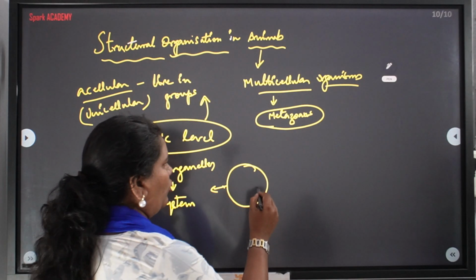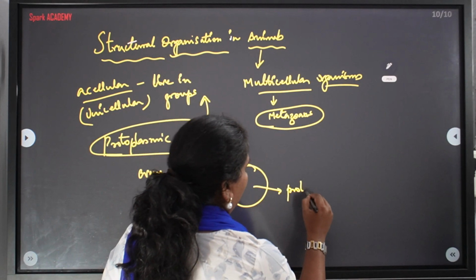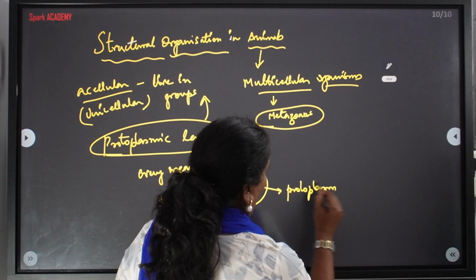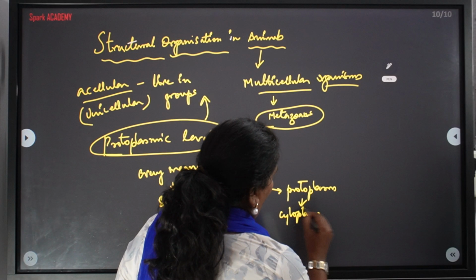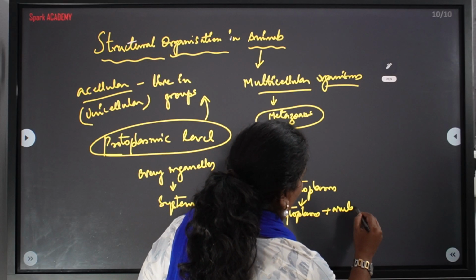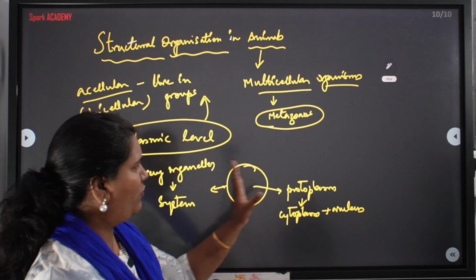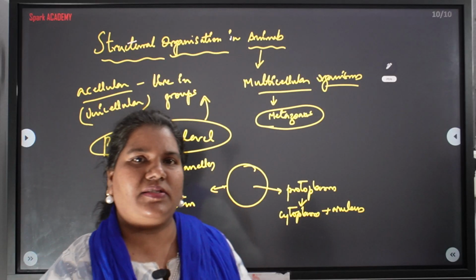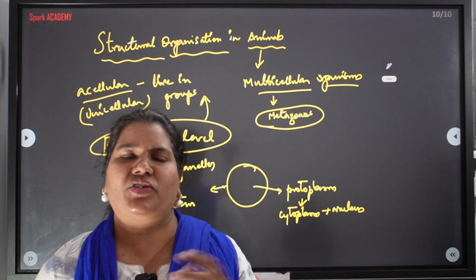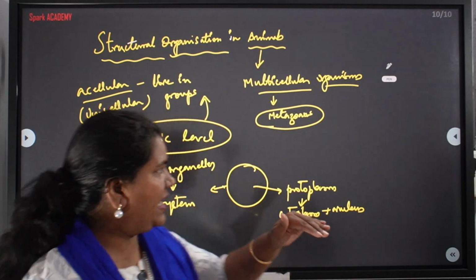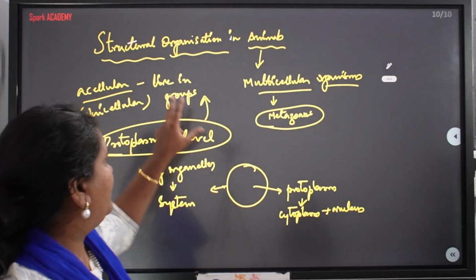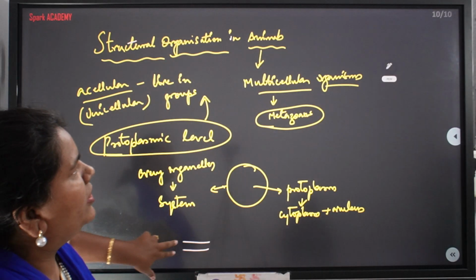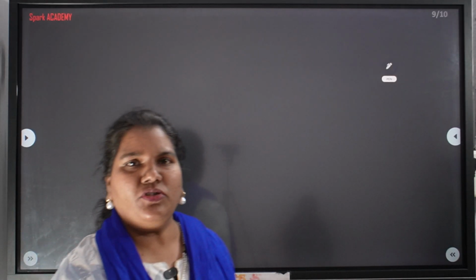Entire cell means, what is inside it? There is protoplasm. What is protoplasm? We all know it. Protoplasm is cytoplasm plus nucleus. So cytoplasm and nucleus alone perform all functions: excretion, digestion, reproduction, etc. So this level is called the protoplasmic level of organization that we see in acellular or unicellular organisms.